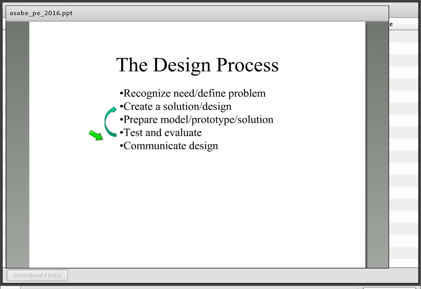And lastly, of course, we have to be able to communicate our solution. That would maybe result in engineering drawings or an engineering report, a recommended design, if you will. What are the details of the solution that we worked out?